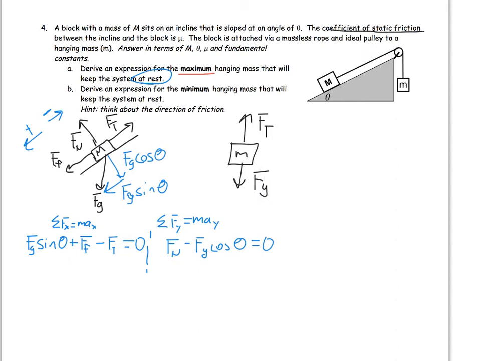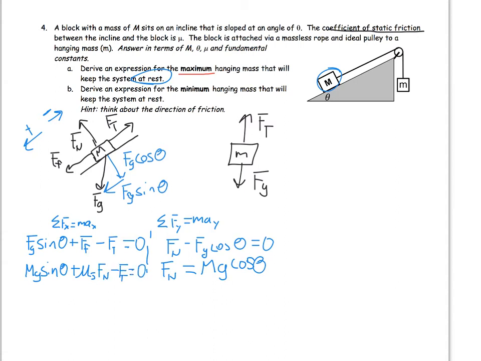So, solving this equation, I get that the normal force is going to be equal to Fg, so I'm going to substitute in Mg, and we're using big M because that's the mass of our block, times cosine of theta. On the x side, same thing, I can plug in Mg for that force of gravity. And for the force of friction, I'm going to say it's mu s times my normal force minus Ft equals 0.